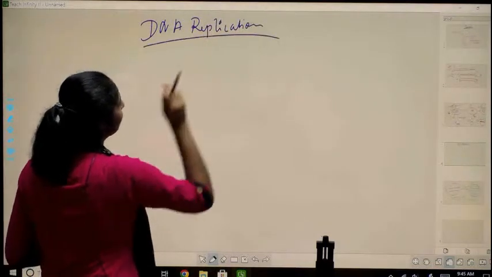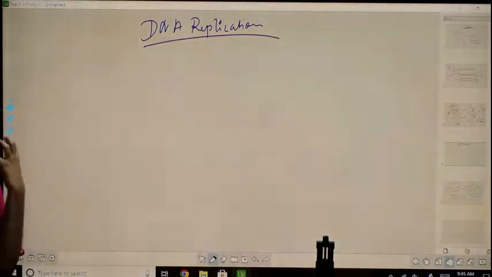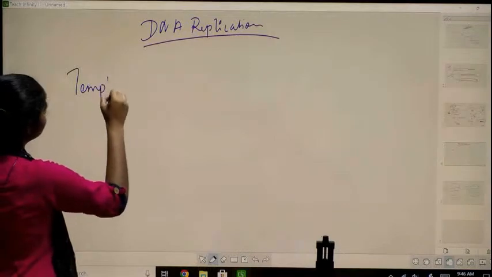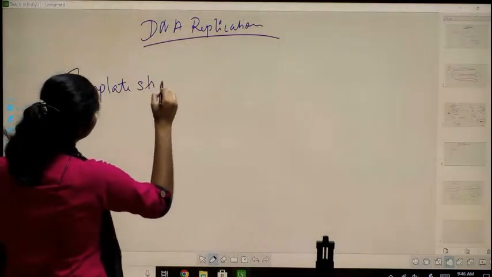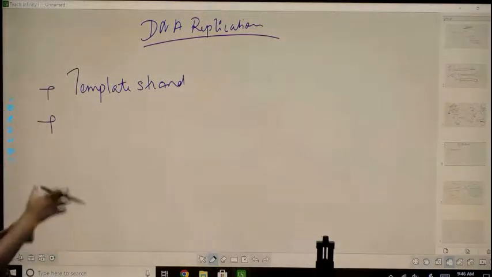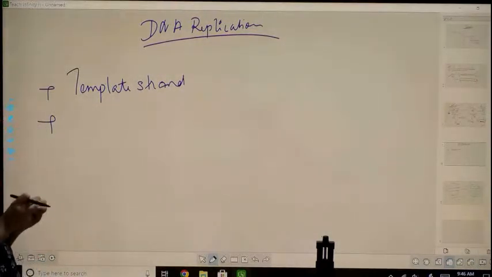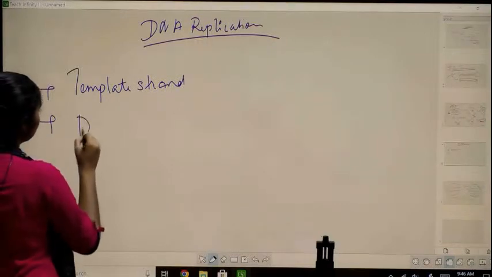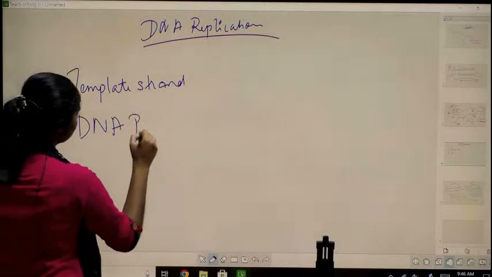So for DNA replication, what are the prerequisites or what are the materials that we require? We of course require a template strand. And then we require an enzyme, a key enzyme that could polymerize and form the daughter strand. The key enzyme in this case is DNA polymerase.